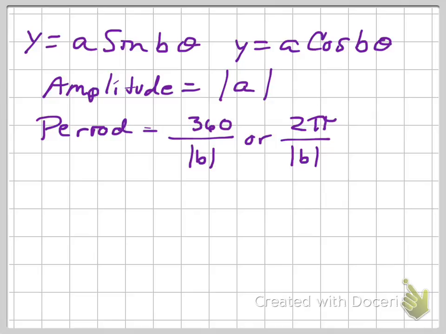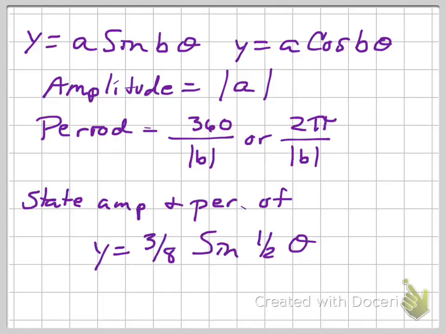You do get a formula sheet in this chapter. I just haven't copied it yet. And I believe the amplitude and period formulas are on there for you. So, do this problem. Find the amplitude and the period of that graph. You don't have to graph it, just find the amplitude and the period.